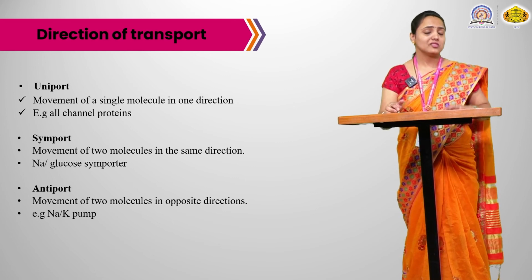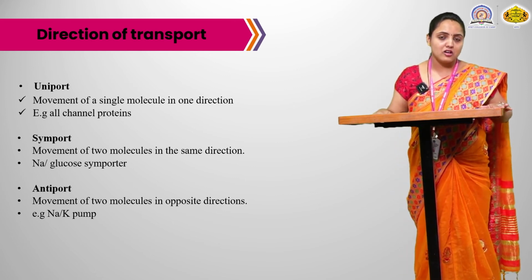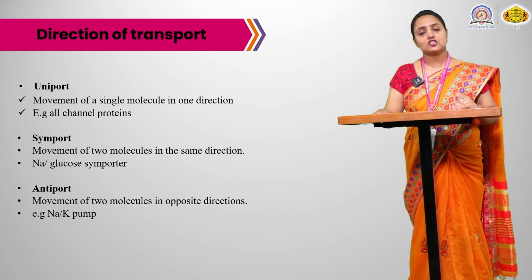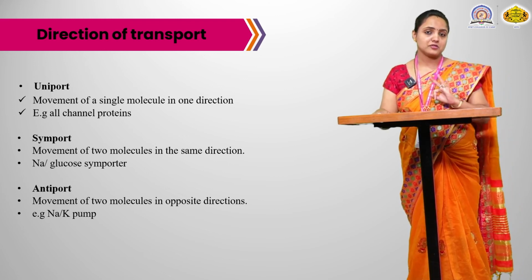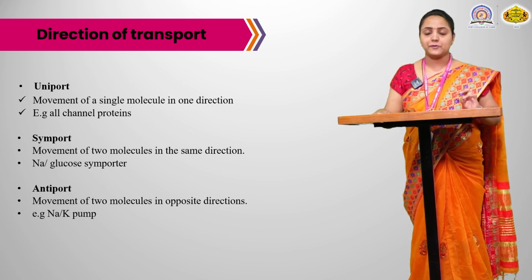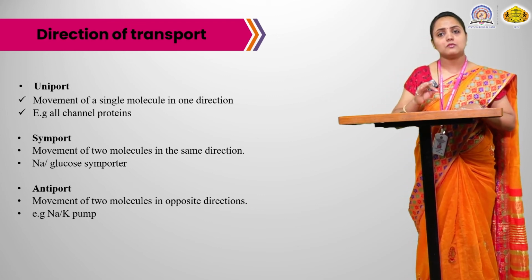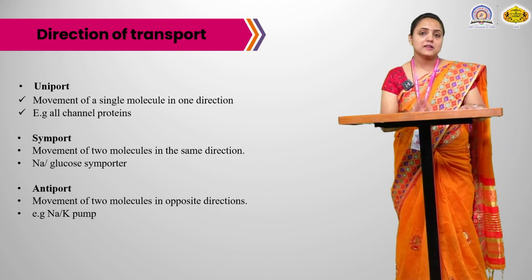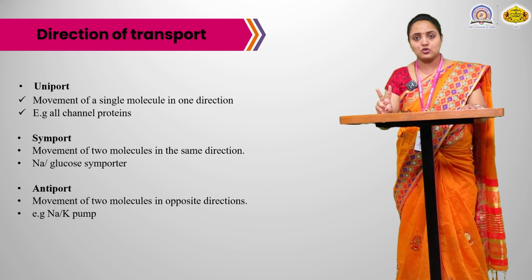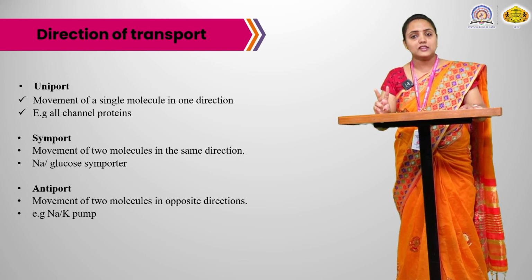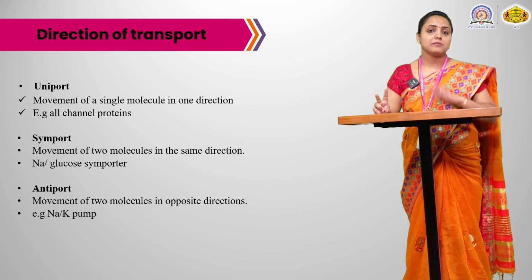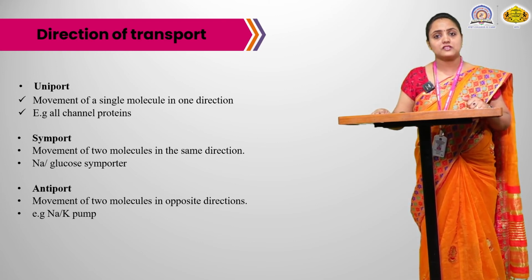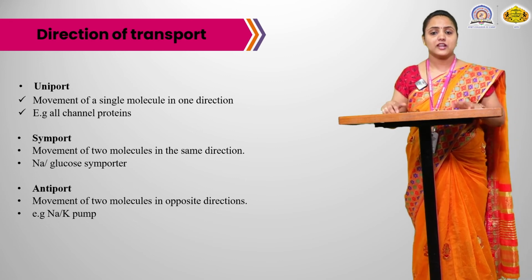Now we are going to see the last part of our today's session, that is the direction of the transport. The direction of the transport can be of three types: uni, sym, and anti. Uni means only a single molecule is going to transport in only one direction. Symport means two molecules are going to transport into the cell in the same direction. And anti means again two molecules are going to transport, but in the opposite direction.